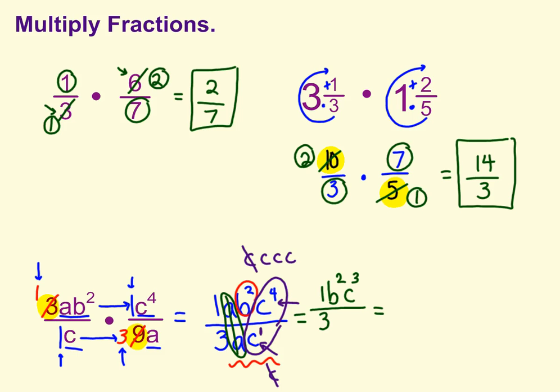1 times b squared c cubed is just b squared c cubed. Go ahead and leave the 1 out front if you prefer, all over 3. And that's how we multiply algebraic fractions.